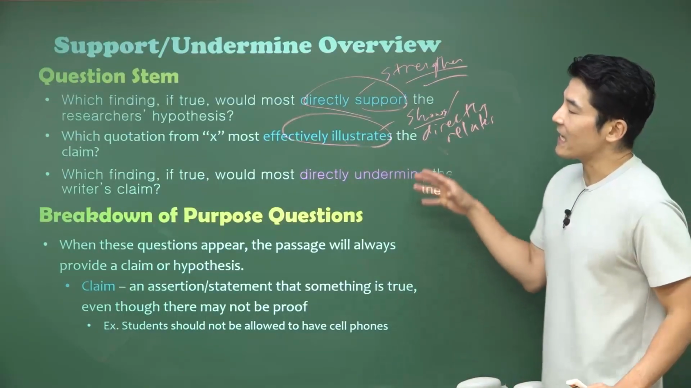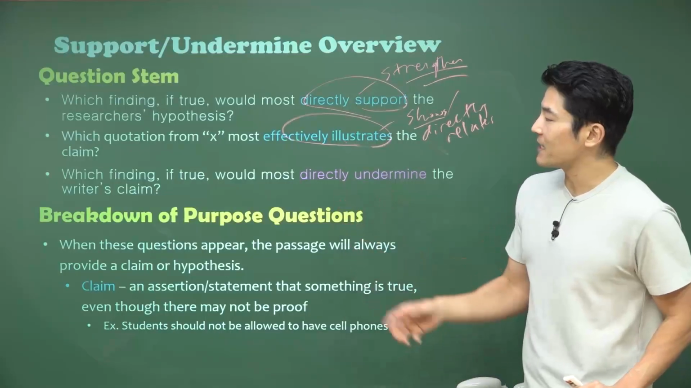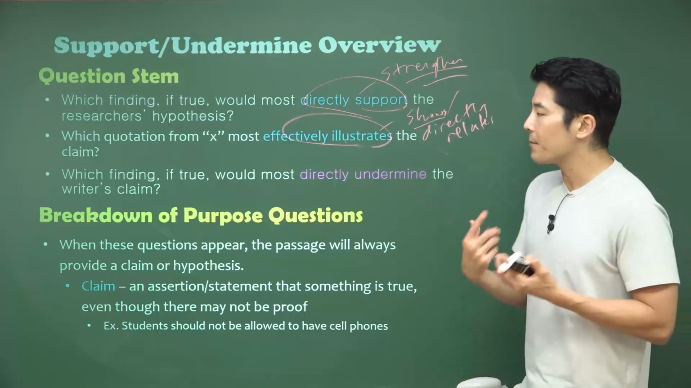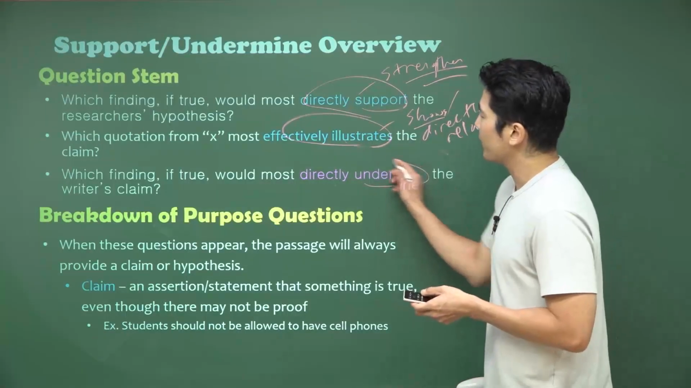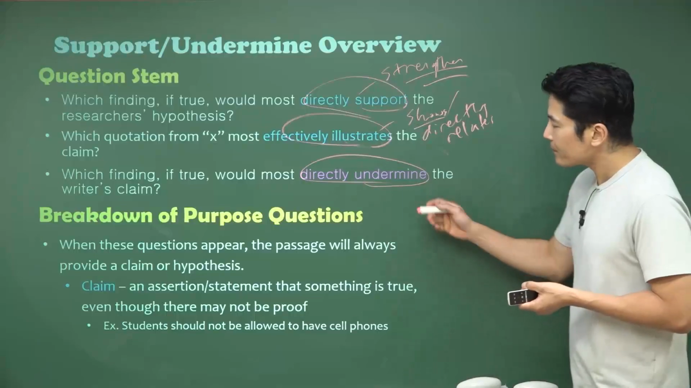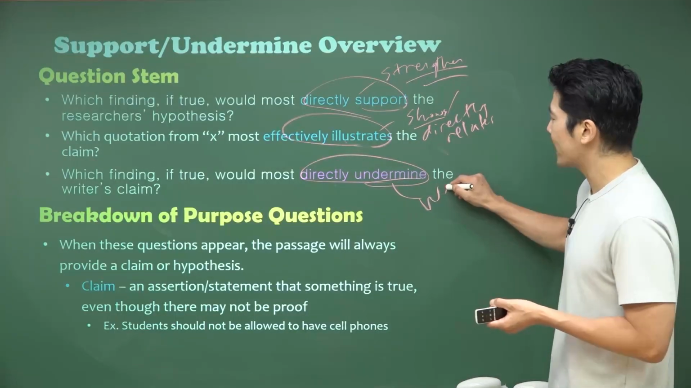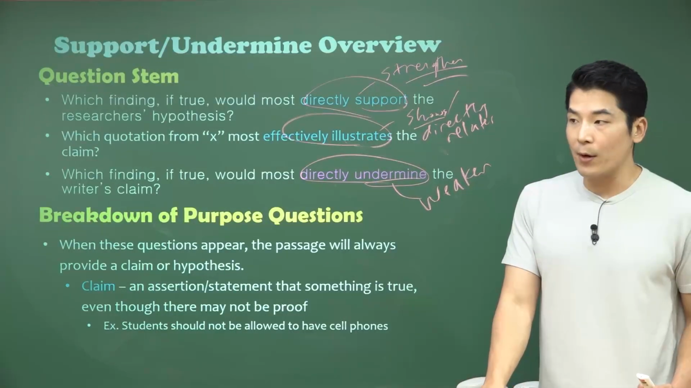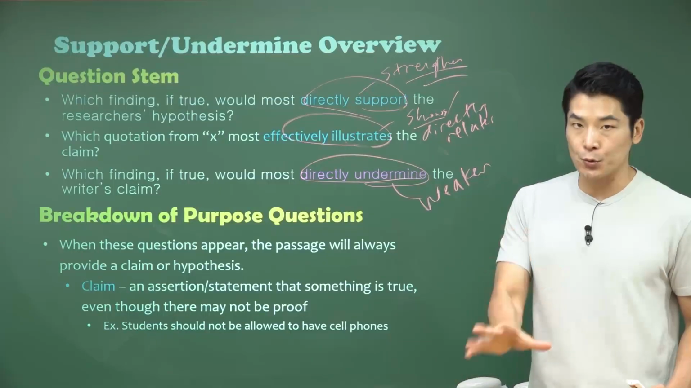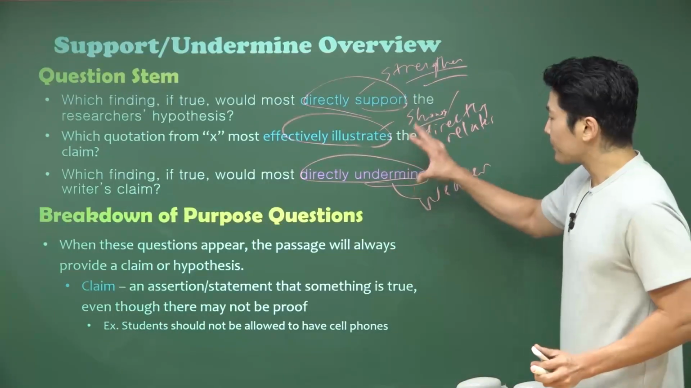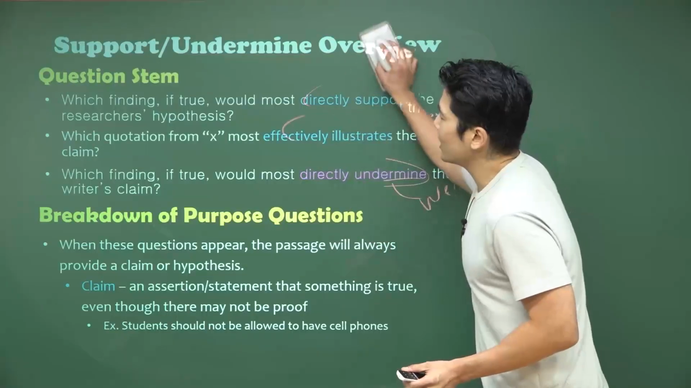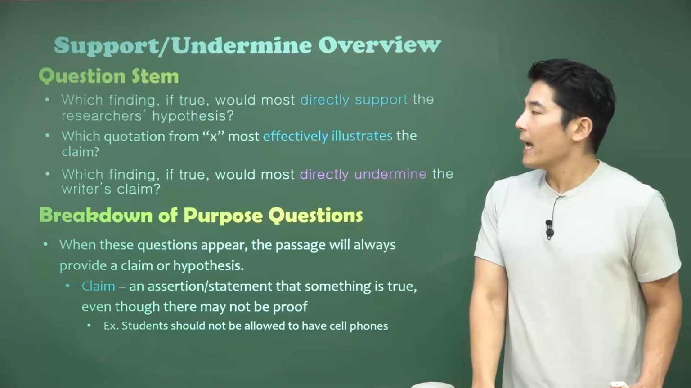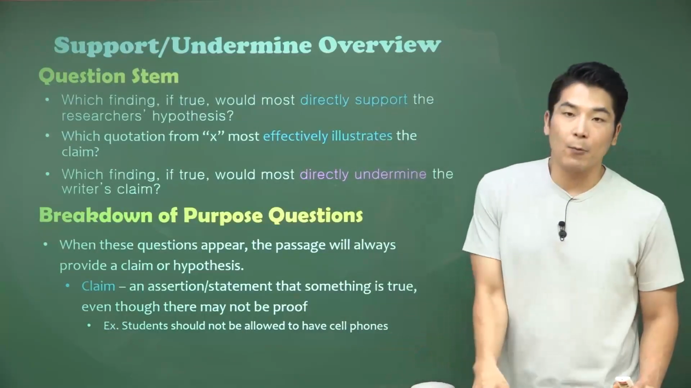And then lastly, the last type of question you could get is something that says, which finding, if true, would most directly undermine the writer's claim. So circle the phrase directly undermine, and next to undermine, write down weaken. Undermines would mean to weaken, so it's going to make the claim seem less true, okay? So these are the 3 subtypes of questions that you'll get for this category, and we'll talk about each of these and how to work through them.